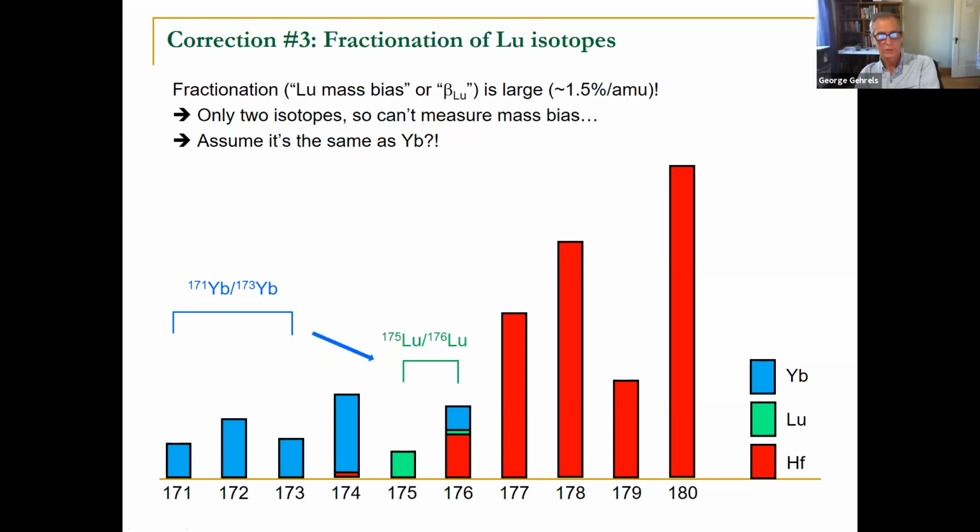Here's our 3rd correction, and this is kind of a tough one. What we want to do is the mass bias correction for lutetium, but unfortunately, there's only 2 isotopes of lutetium, 175 and 176. It would be nice if we had a 3rd one, so we could independently measure that mass bias correction. We can't do that, so we just assume that it's the same as ytterbium, 1.5% per mass unit. We're going to apply that same correction to lutetium, but it usually turns out okay because there's so little lutetium here that whether we use exactly the right beta value for lutetium is not so critical. Good news for that.